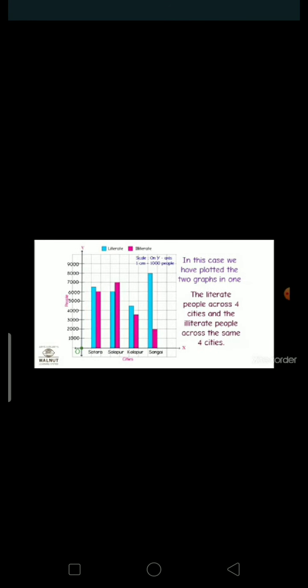This becomes a double bar graph. In this case, we have plotted the two graphs in one. The literate people across 4 cities and the literate people across some other 4 cities. Now we can make even more comparisons. So, double bar graphs are also widely used to represent data.